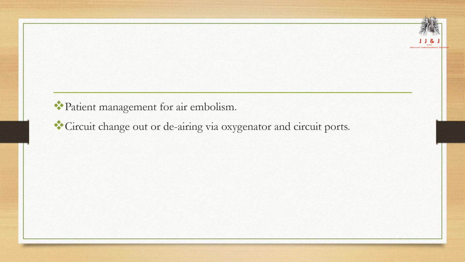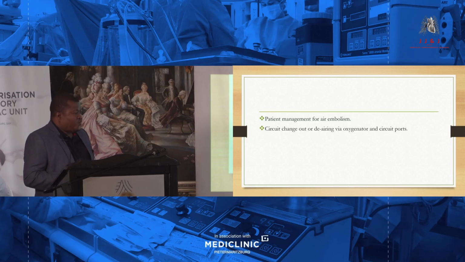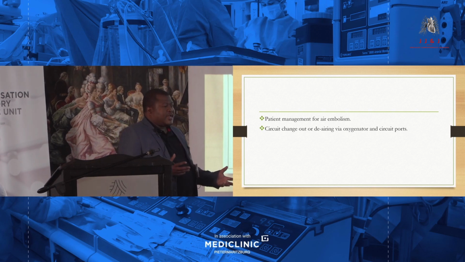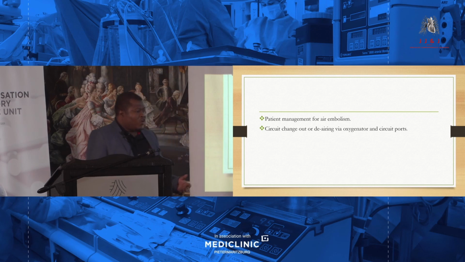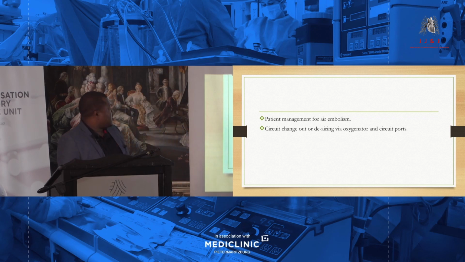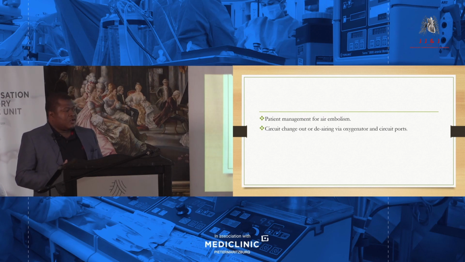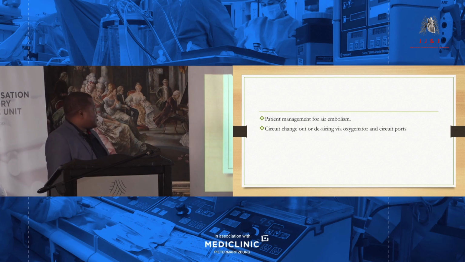And then you're going to manage the patient if there's embolism in the system. If it's a breach that you can't fix, you're going to change the circuit itself. If it's a breach that you can fix, you can de-air the oxygenator, but that's going to take time. I would say it's better to change the oxygenator completely. Next slide.